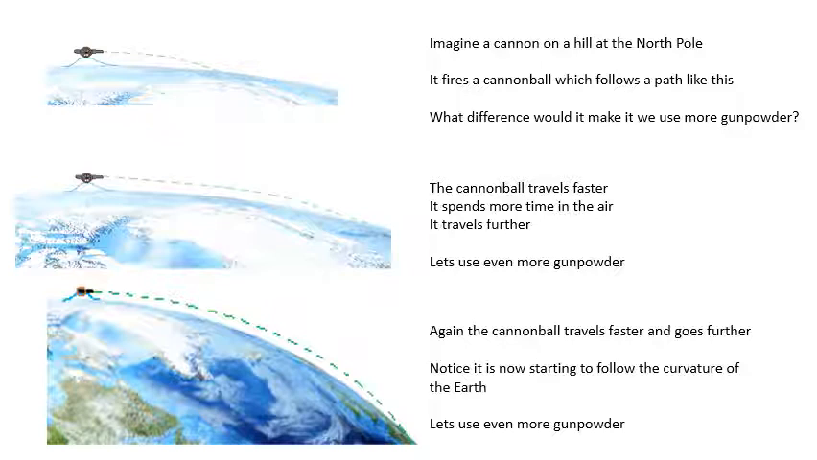Now notice the cannonball is starting to follow the curvature of the Earth. So as the cannonball falls towards the Earth, the Earth is curving underneath it, but still it goes a long way and then crashes into Earth. Do you know what? Let's use even more gunpowder. And can you figure out what's going to happen if we use enough gunpowder?